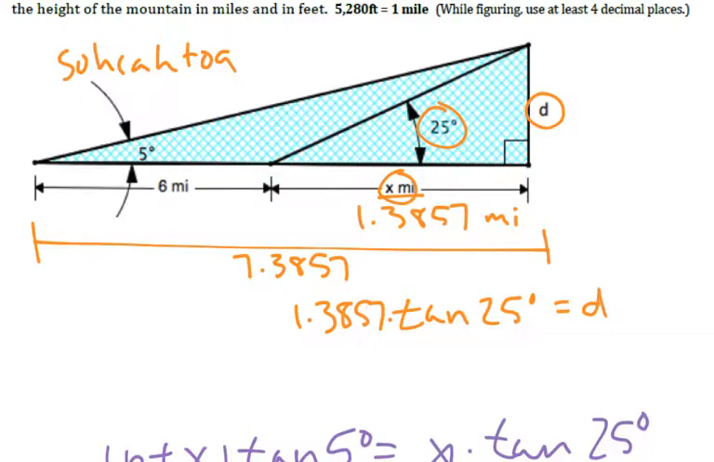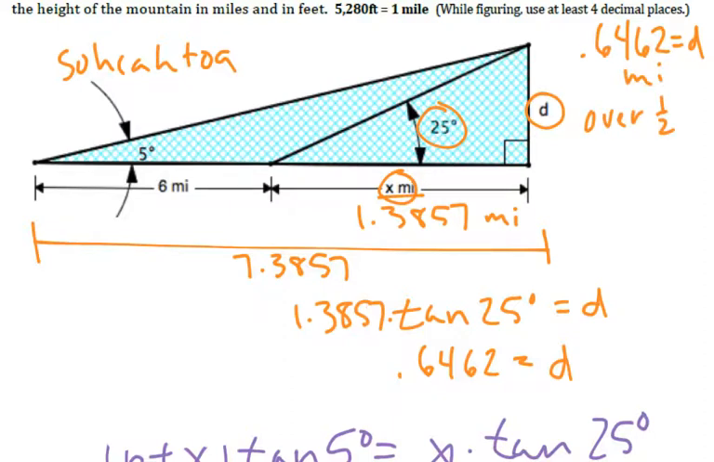So now I can take that and multiply it together and get 0.6462 when we round equals the distance. Now that's in miles, so it's a little over half a mile, right? So that's miles, so it's over half a mile.